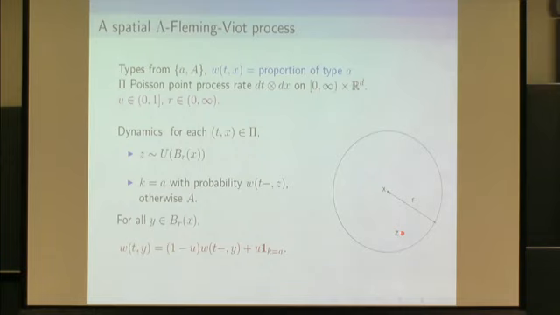So if immediately before the event the proportion of type little a was w of t minus c, then the probability that the type I pick is little a is just w of t minus c. Otherwise, my parent is going to be type capital A.